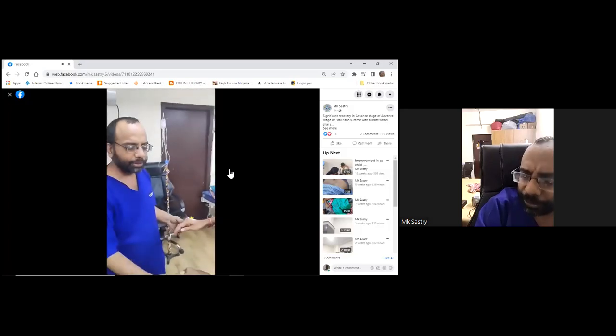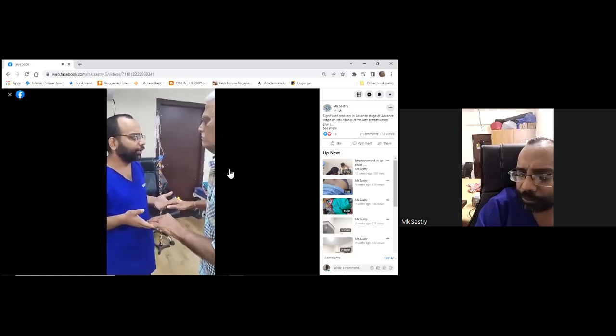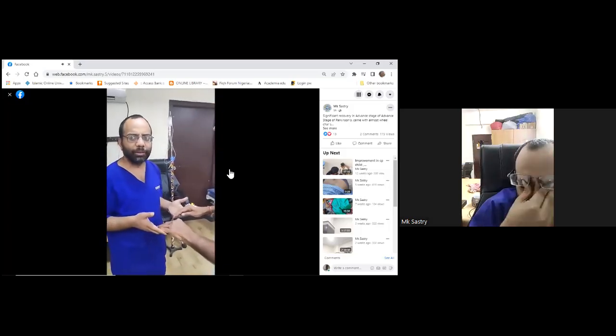You can see there was a very high tremor. Now there is no tremor. It has been reduced to a great extent in 20 days. Here it proves that in many cases of Parkinson's, this treatment is helpful.